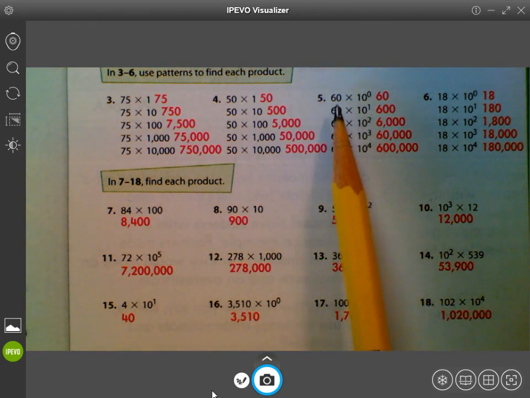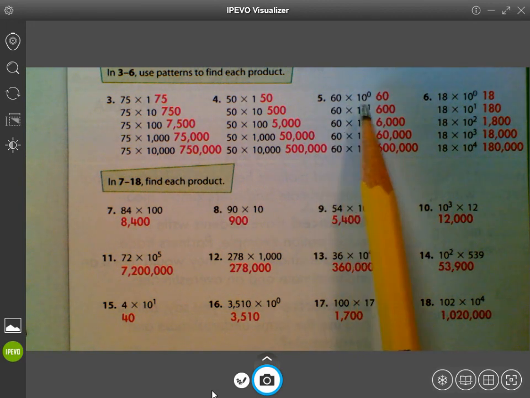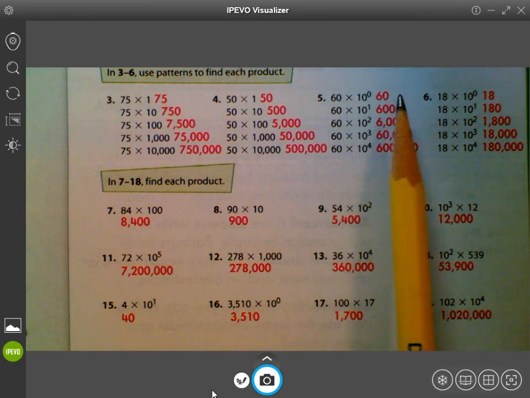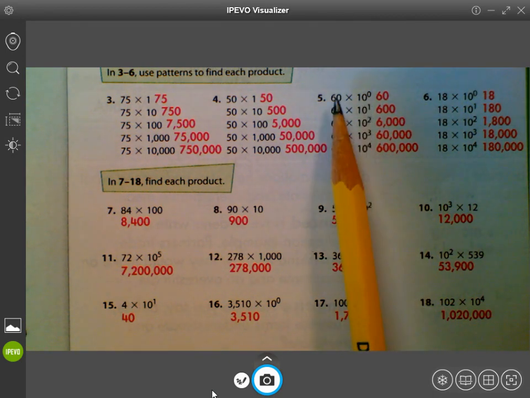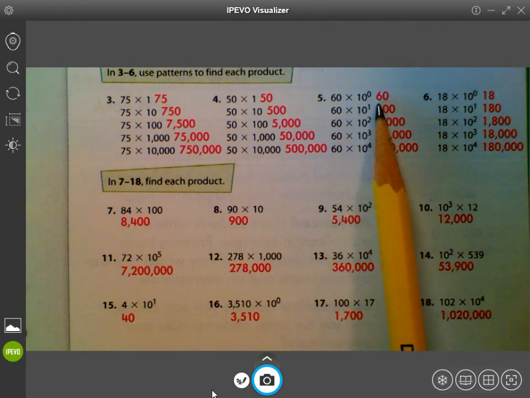So if we look at number five, we have 60 times 10 to the zero power. That's the same as 60, because if we remember, 10 to the zero power is the same as zero tens. There's nothing there. So our answer would just be 60. 60 times 10 to the first power, this is the same as just 10. So 60 times 10 is 600.